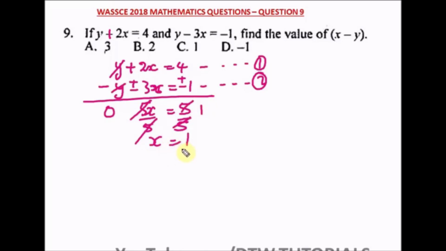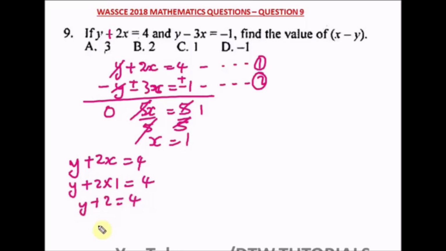So since we have x is equal to 1, let's put the value of x equal to 1 into any of the equations. Okay, let us choose equation 1. So putting x equal to 1 into equation 1, y plus 2x equal to 4. So let's put in 1 here. So we have y plus 2 times 1 equal to 4. Alright, so we have y plus 2 equal to 4. So we have y is equal to, take 2 to the other side, positive 2 will turn to a negative 2. So we have 4 minus 2. So y is equal to 2. Alright, so we have x as 1 and y as 2.